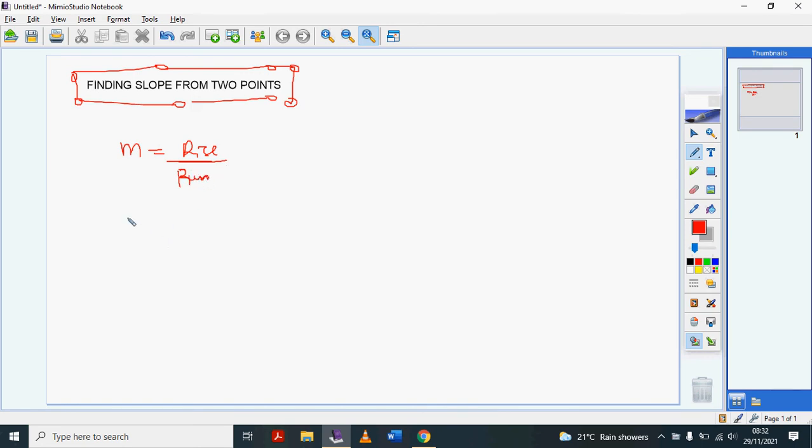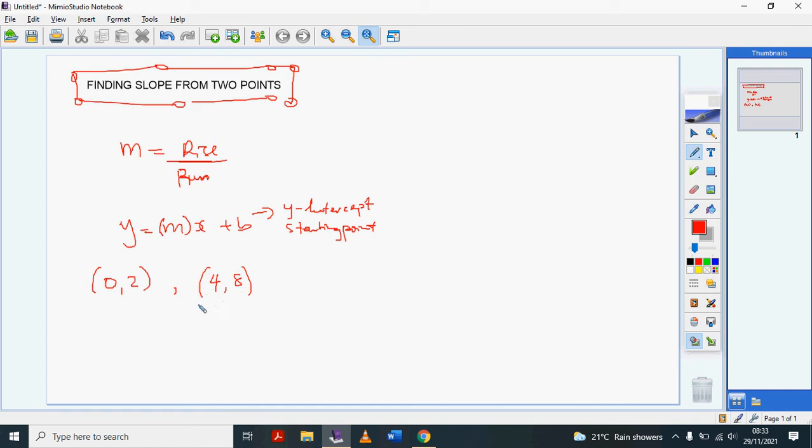line given 2 points. Now you know the equation of a line is y is equal to mx plus b, where this m is the slope and this b is the y-intercept, or if you remember, it's also called the starting point, right? Starting point. So we can find the slope. Let's say we've been told that this line passes through the point x is 0, y is 2, and another point x is 4, y is say 8, right? This line passes through these 2 points, and they want us to find the equation of this line, right? The equation of this line.